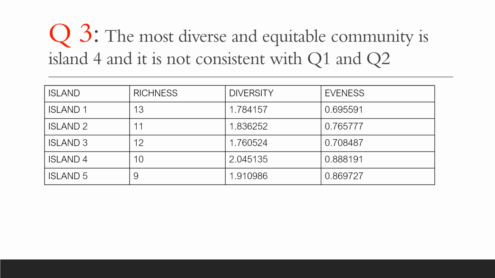using the Shannon index. From there, you can get the richness, diversity, and evenness of each of the 5 islands, which is stated in the table. Then the most diverse of the islands is Island 4, having a diversity of 2.045135, and then it is not consistent with question 1 and 2, because in question 1 and 2, Island 1 tends to have a higher value, while in question 3 here, Island 4 tends to be the most diverse.